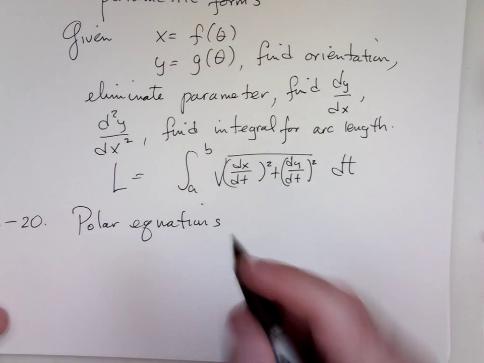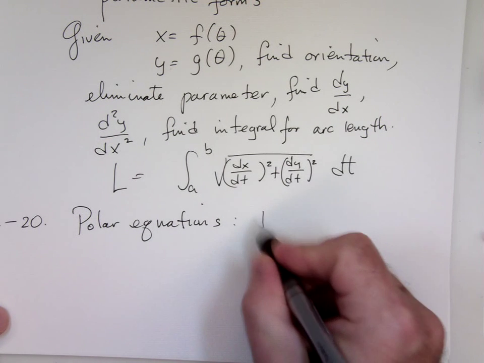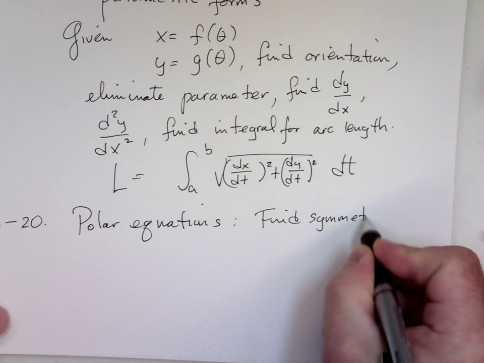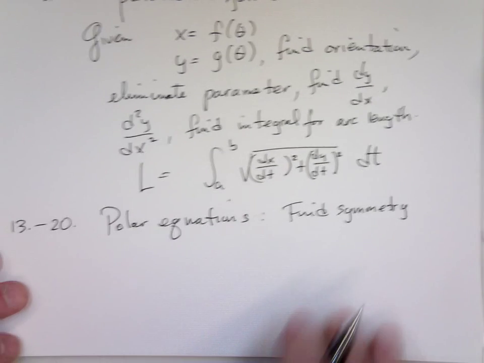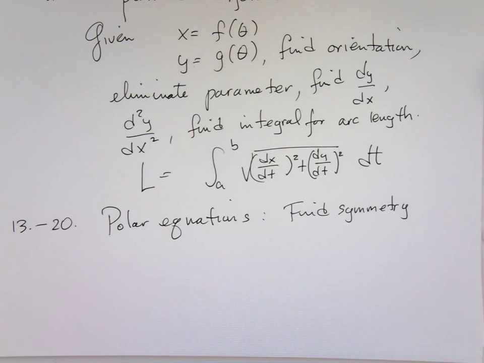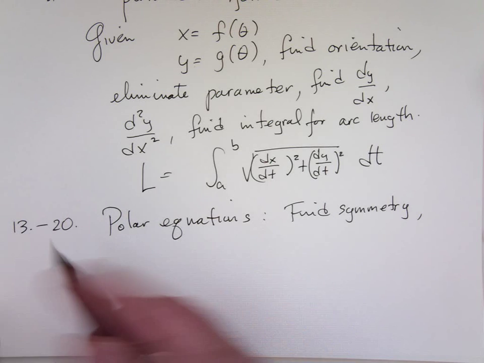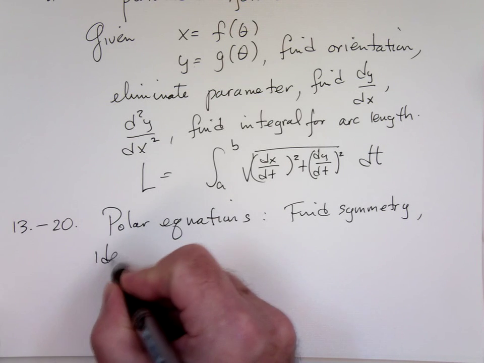I would ask you to find symmetry. You should by now recognize that if we've got a polar equation involving cosines only, we have symmetry with respect to the polar axis. If we have one involving sines only, we have symmetry with respect to theta equals pi over 2. You should be able to find symmetry. You should be able to identify the graph.